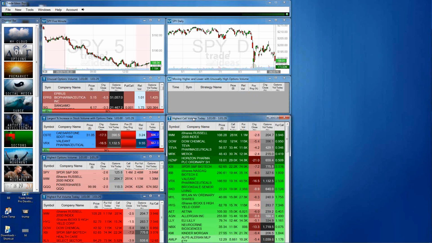Now, sometimes you might not want to see all of these windows. Maybe you just like to have a broader view. And if that's the case, there are always options. So let me just load a window from my cloud here.